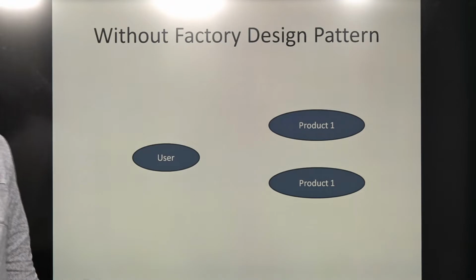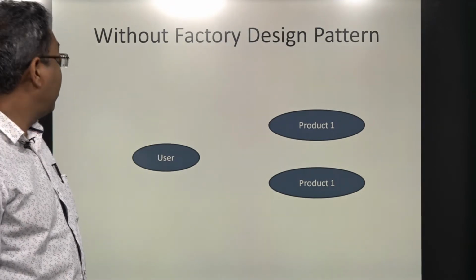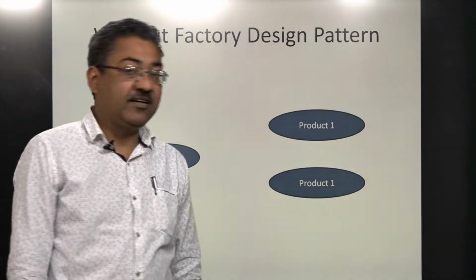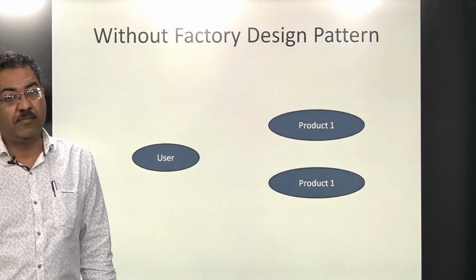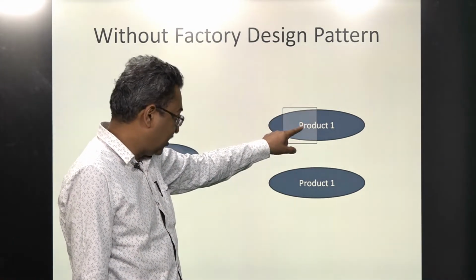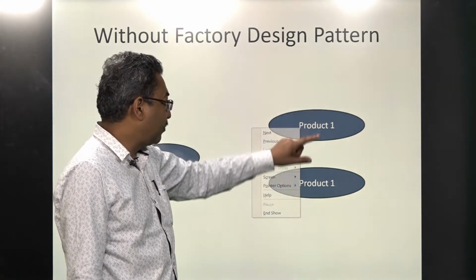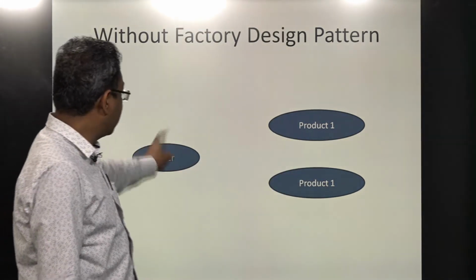So let's think of it without making use of the factory design pattern. In case we don't know the factory design pattern, what is the way to implement it? First, I will create class 1, clarifying with the help of product 1, product 2, and then that will be used by the user.